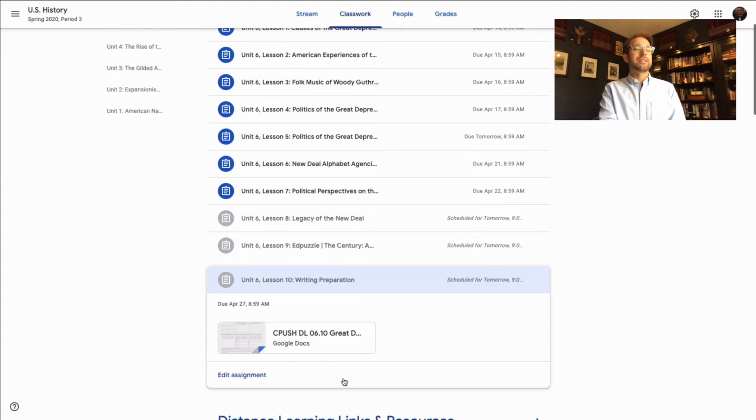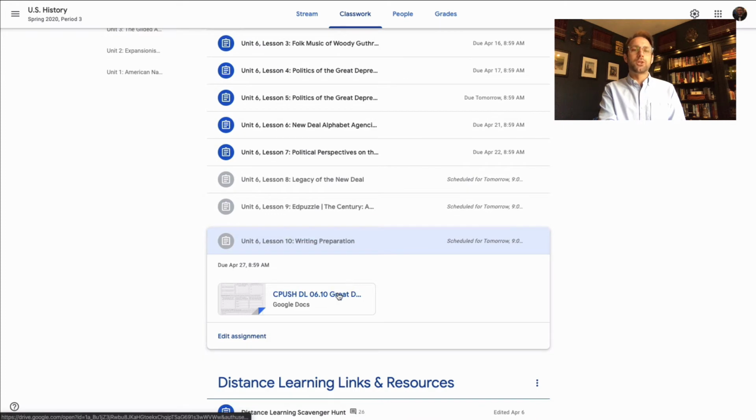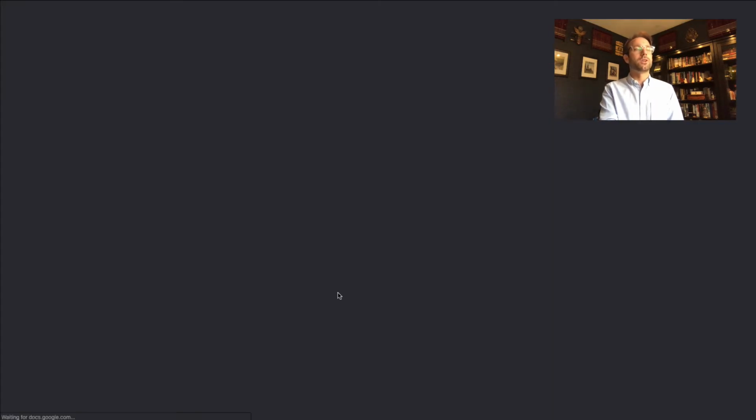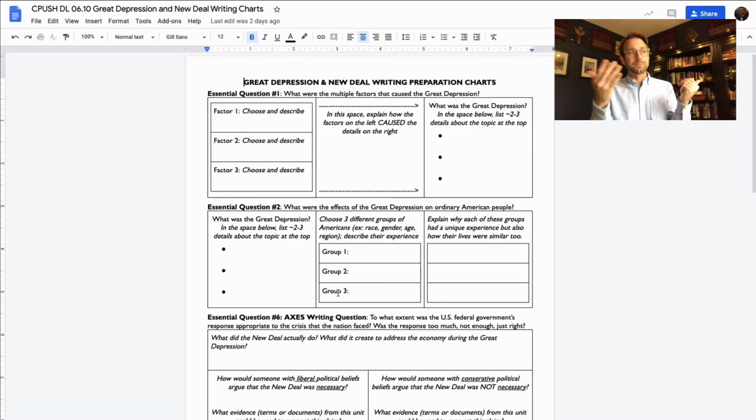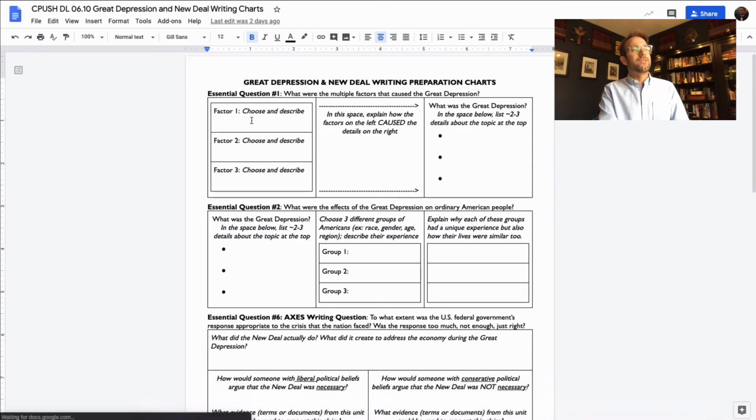You click on this. Lesson 10 is essentially about writing preparation. If you remember, for the last couple units that we had in class, I gave you these writing charts to help you prepare your answers to the FRQs. This is what you have just this time during distance learning. So I've given you some if you would like to do these for essential question 1 and number 2. Just what caused the Great Depression? How did people experience it? And you could follow these questions to see how to organize your ideas.